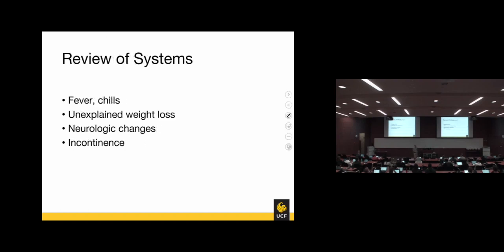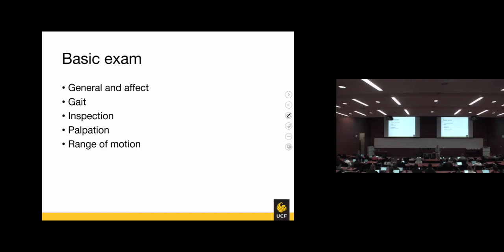So the review of systems must include, remember the red flags, fever and chills, unexplained weight loss. Then you're going to add incontinence, of course, and then are there neurologic changes and that sort of thing.